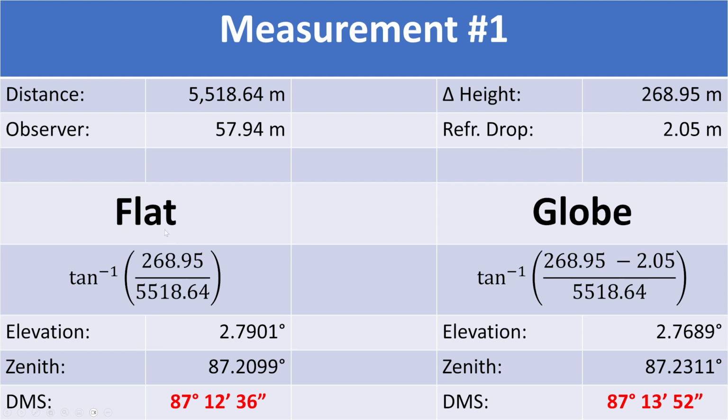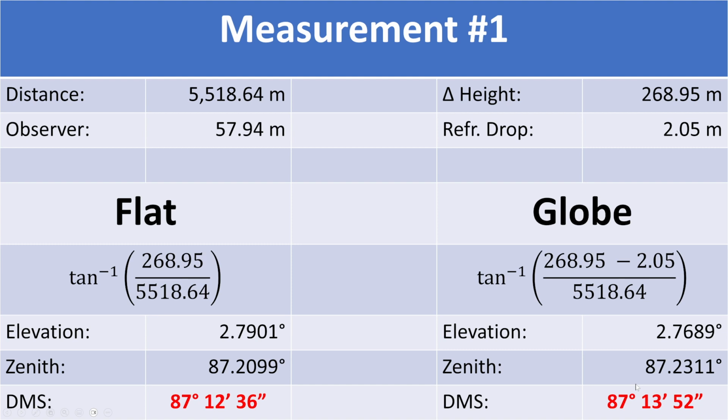So then on the left, we've got the calculations for the flat Earth, the expected elevation angle of 2.79 degrees, but with my theodolite, we're actually measuring the zenith angle, so we need to subtract that from 90 degrees, and then I've just converted that into degrees, minutes, and seconds. On the right-hand side are the same calculations, except we've taken the 2.05 meters drop into account, so we get a slightly different angle.